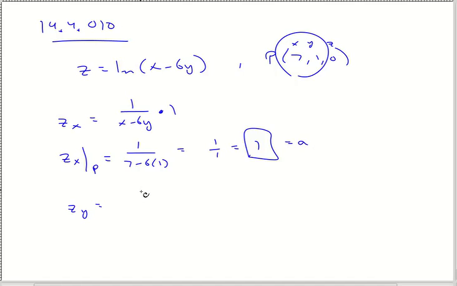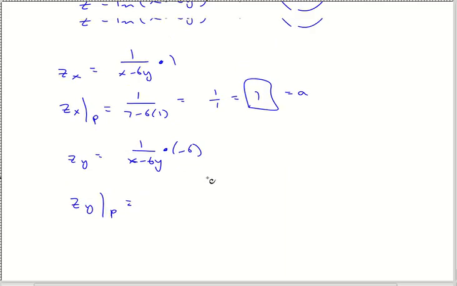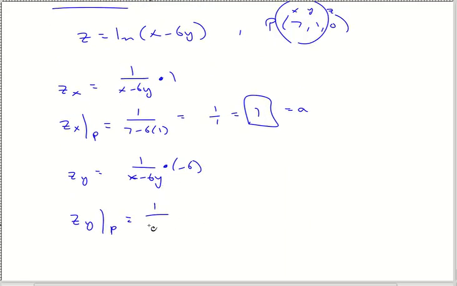Z sub y, same derivative as last time, but my chain rule says that I'm going to be getting a negative 6 multiplied by it. So that can go in the numerator. But again, I want to have it at P. So I'm plugging in that point (7, 1, 0). Just like I had last time, I'm going to have the same... Oh, that's just a positive 1 there.